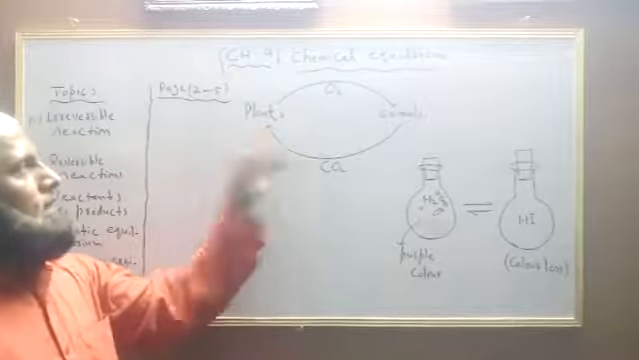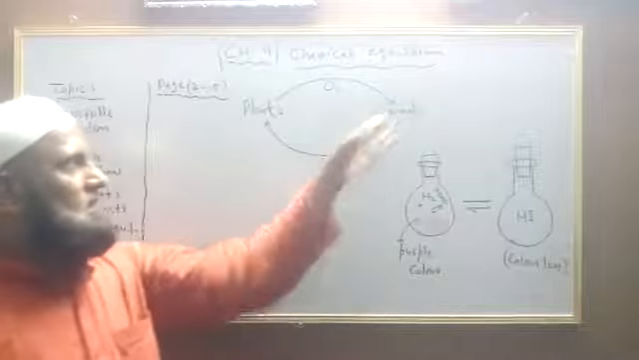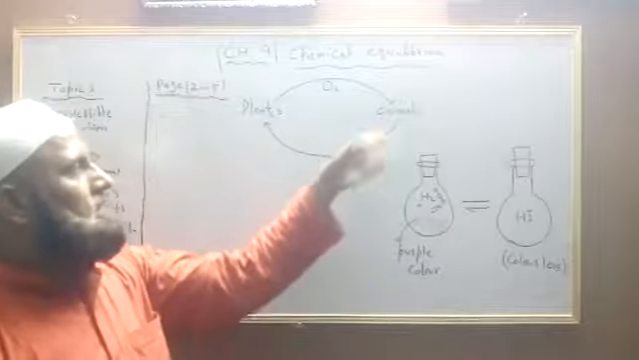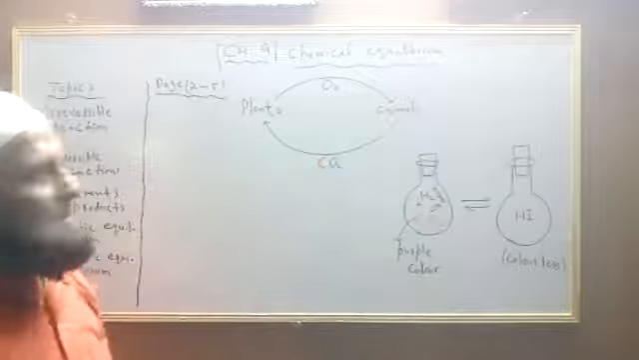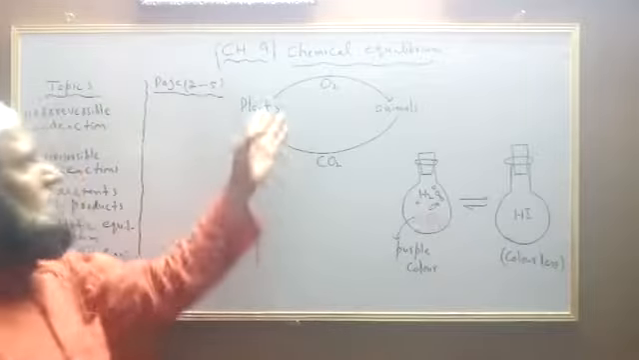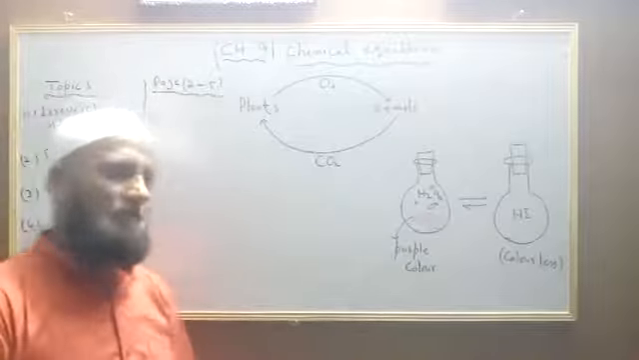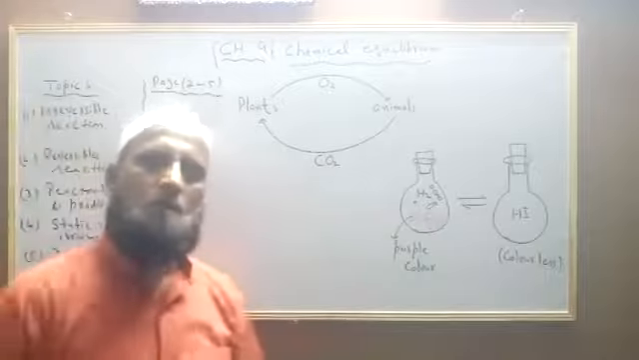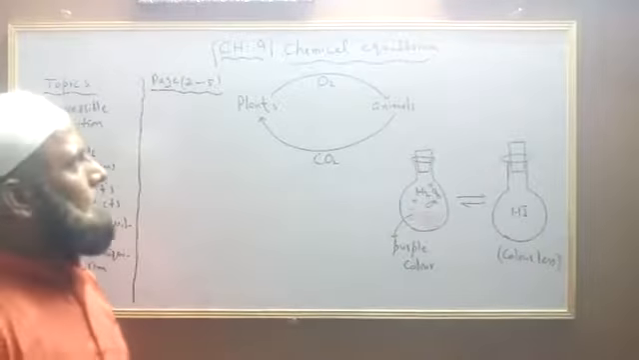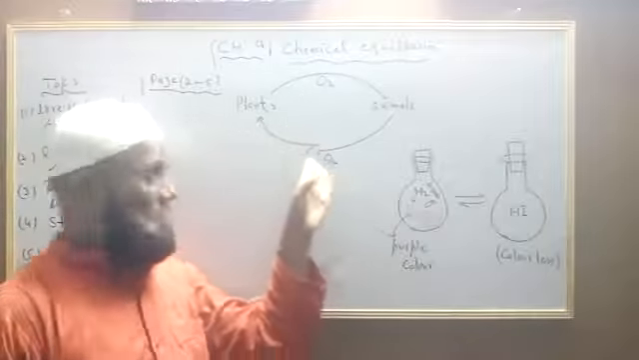You know that plants release oxygen, and animals and all other living things consume this oxygen for their breathing, and as a result animals give carbon dioxide to the plants. This is a very simple example of chemical equilibrium, because plants use carbon dioxide to make food. In previous classes you have discussed that this process is called photosynthesis.